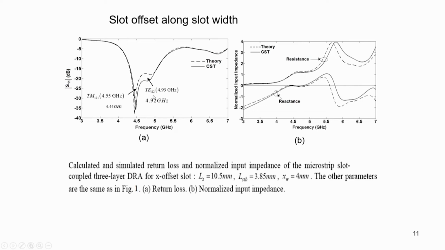TE mode, it is a 112 mode, it is a broadside mode with a pattern which is maximum at theta equal to 0, whereas the TM101 is an end fire mode in which the pattern is null, we have a null at theta equal to 0, it is an end fire pattern. So, it radiates along the horizon. So, in this case the length of the slot is 10.5 millimeter, the length of the stub is 3.85 millimeter, and xw is 4 millimeter.